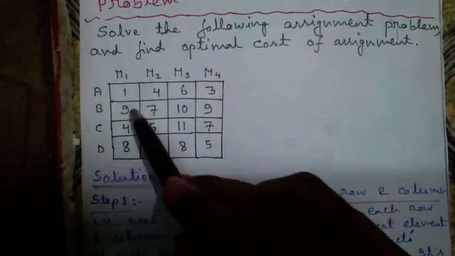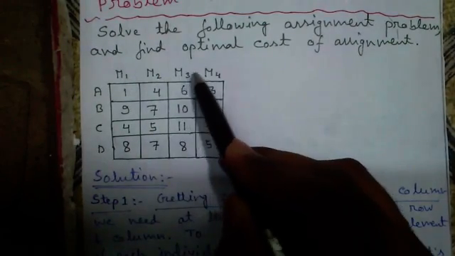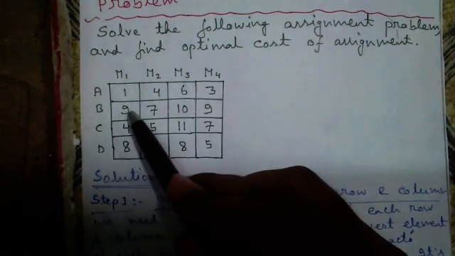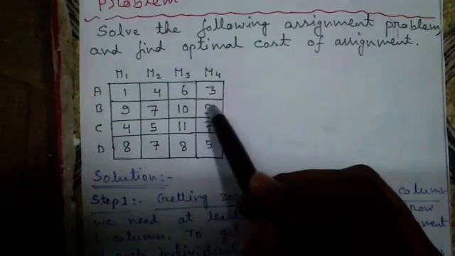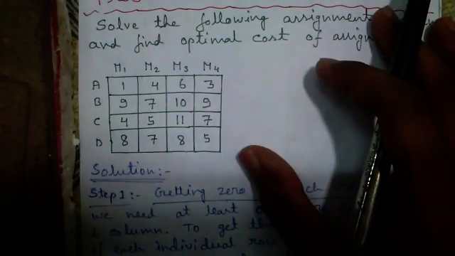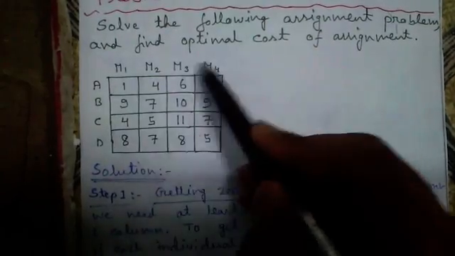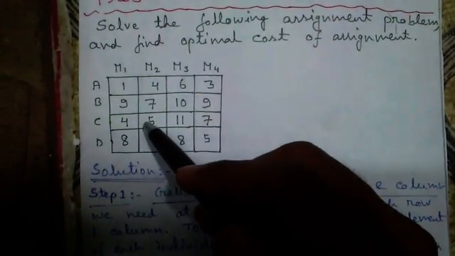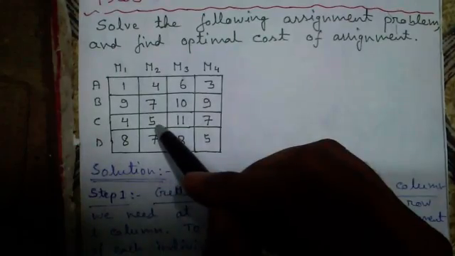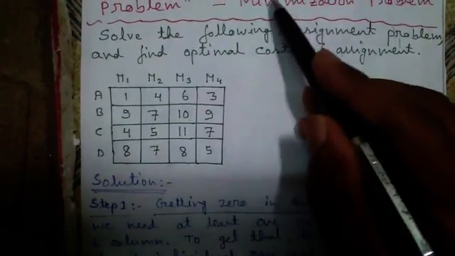Similarly, for B, assigning machine 1, machine 2, machine 3 and machine 4 to person B, the cost will be 9, 7, 10 and 9 units respectively. Our objective is to assign different machines to different persons, 4 machines to 4 persons, in such a way that our total cost of assignment is minimum, since it is a minimization problem.